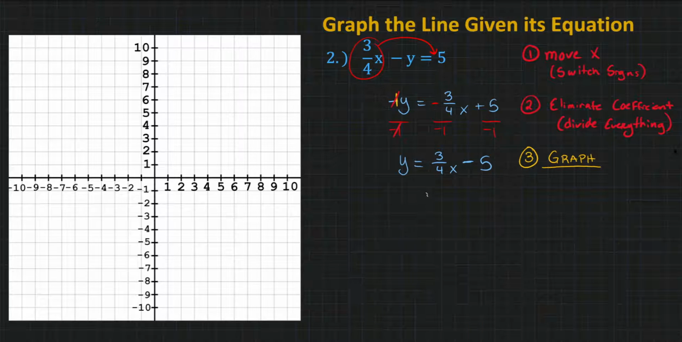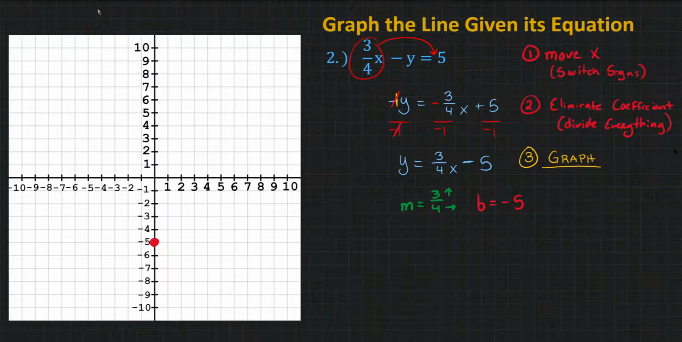So my m is 3/4, right? mx plus b, so m equals 3/4 up 3 over 4. And my b is negative 5. So I'll begin at negative 5, go up 3 over 4. Begin at negative 5, go up 3 over 4.